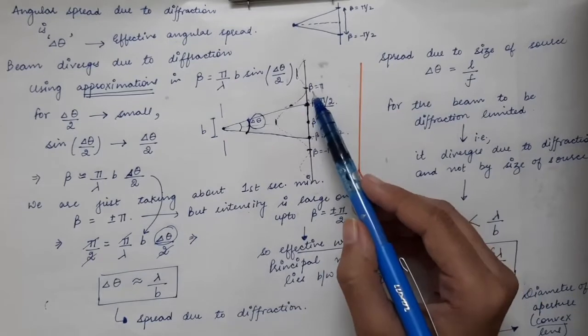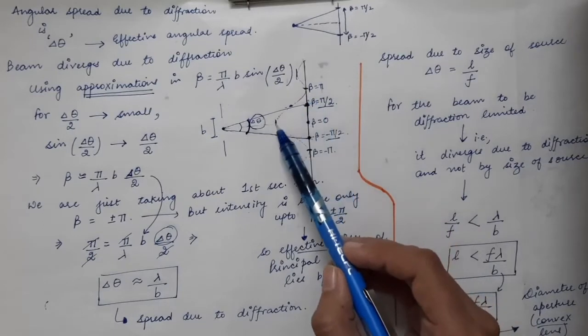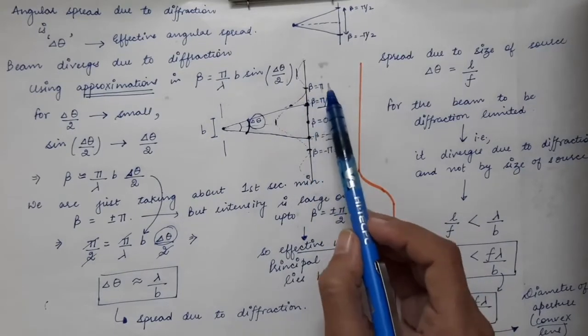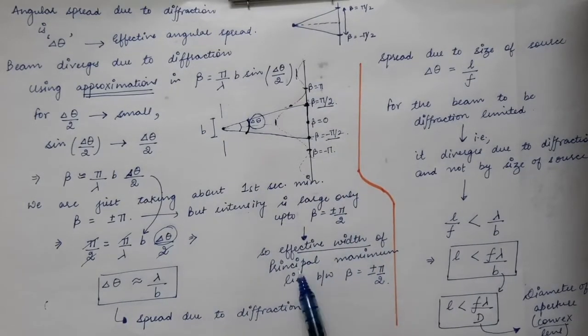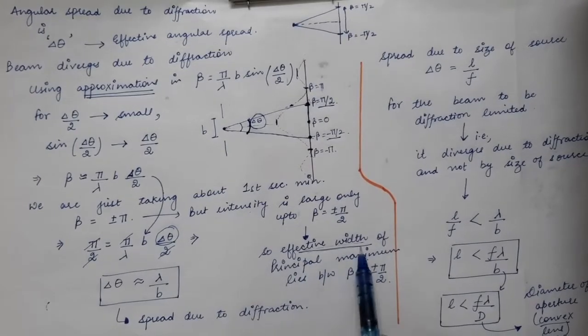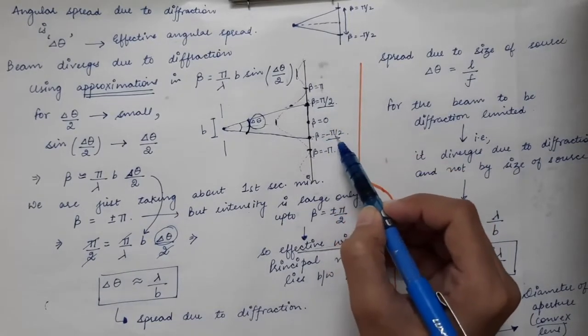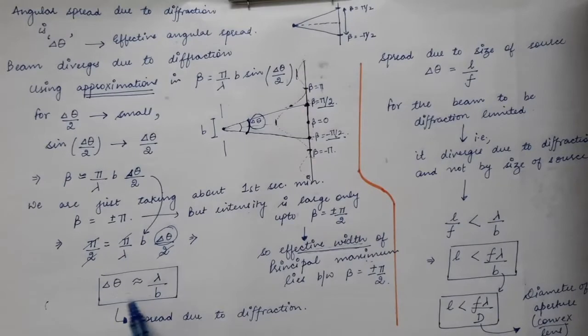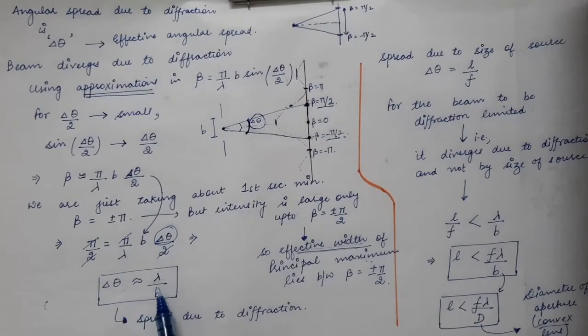Now the principal maximum lies between beta equal to pi and beta equal to minus pi. So this whole principal maximum lies between beta equal to pi and beta equal to minus pi. But the effective width of the principal maximum lies between beta equal to pi by 2 and beta equal to minus pi by 2. So this is the expression of spread that we get for the case of diffraction. So delta theta comes out to be approximately equal to lambda divided by small b. So this is the angular spread due to diffraction.